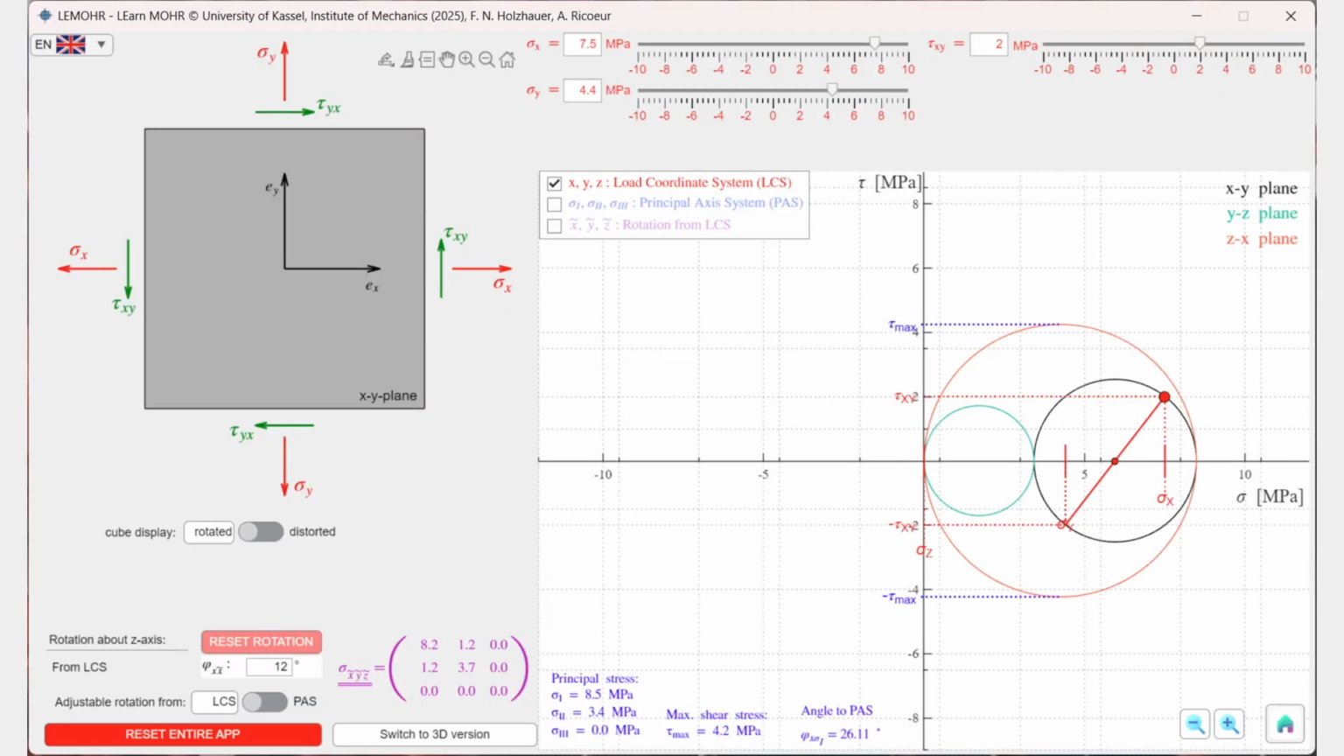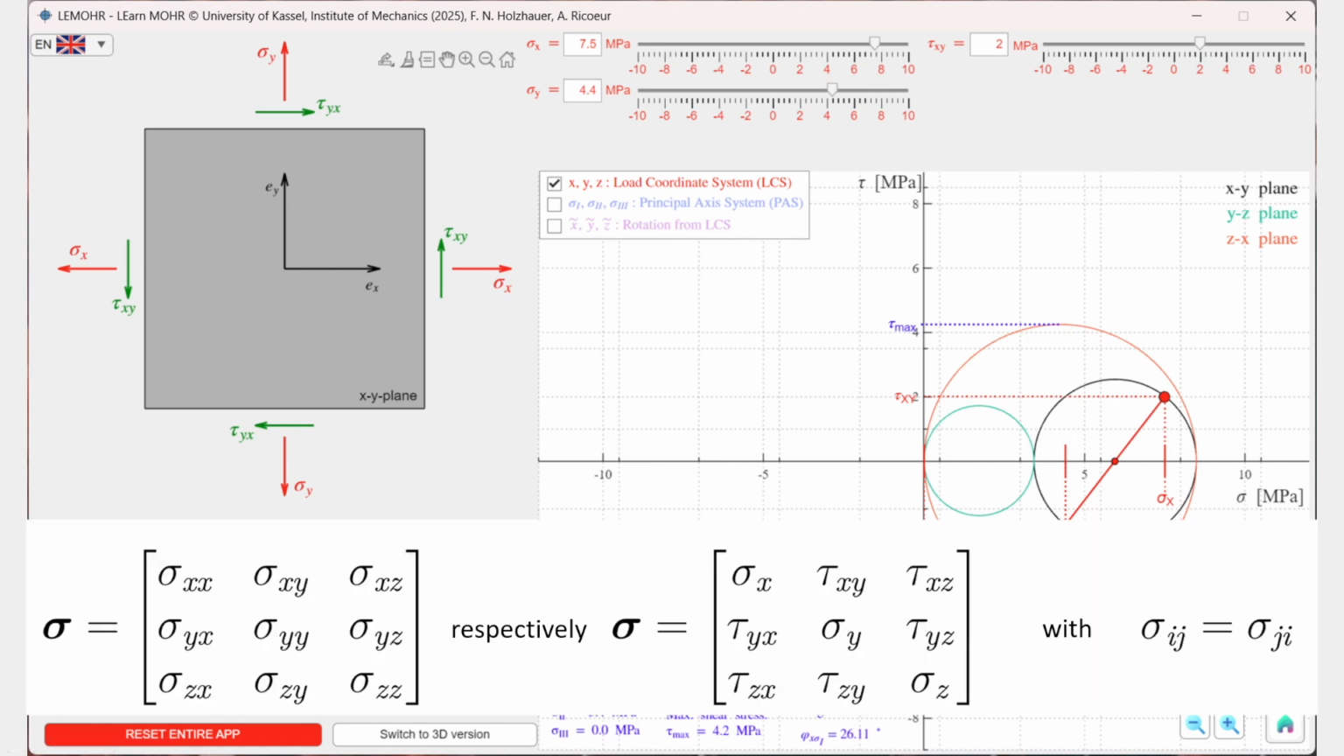First, an infinitesimal cube is cut out of the body as shown on the left, and only the xy plane is considered. Stresses are forces per area, and therefore the stresses sigma x and sigma y are shown in red, acting perpendicular to the cut faces. Since they act perpendicular, in other words normal to the respective surface, they are called normal stresses. The shear stress tau xy, shown in green, acts parallel to the cut edges. Because stresses occur only in the xy plane, this is referred to as a plane stress state in the xy plane.